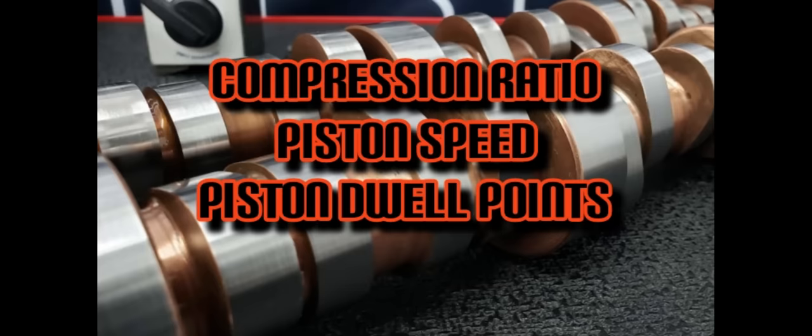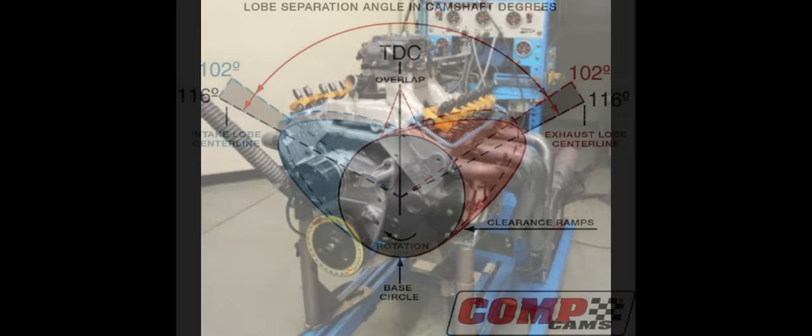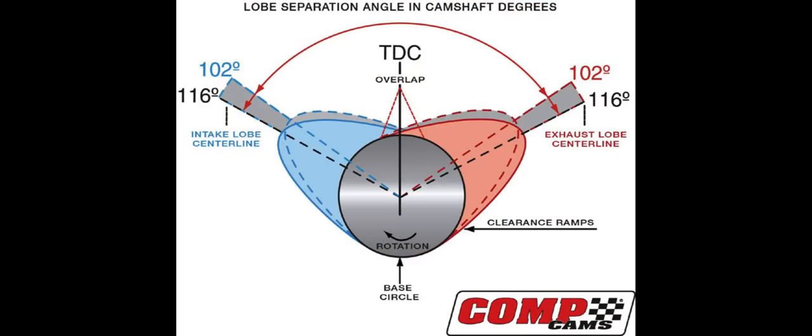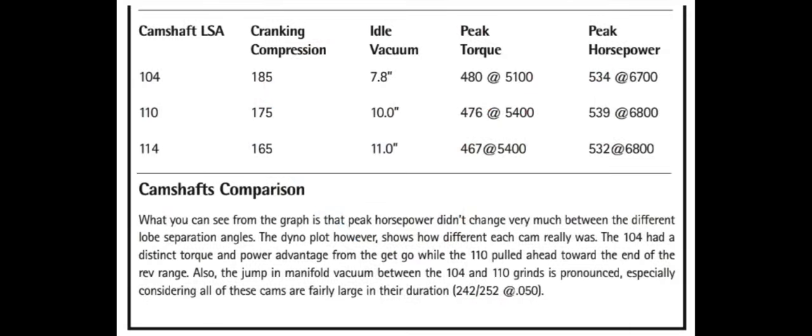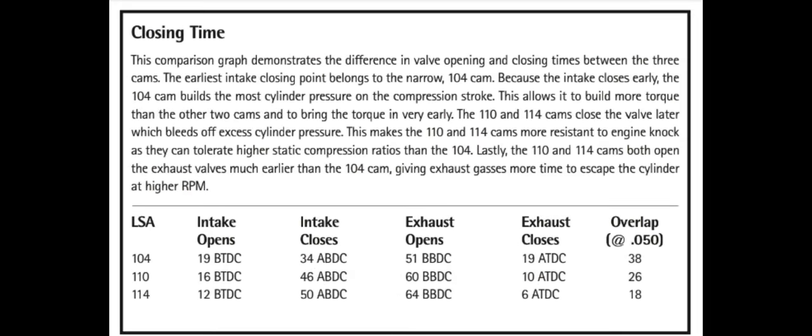Now, this next engine is a 10.5 to 1, 370 cubic inch small block Chevy. It was tested with three cams with the same lift and duration. The only thing that was changed once again was the LSA. The LSAs tested were 104, 110, and 114. There's of course 6 degrees of LSA between the 104 and the 110, and there's 4 degrees of LSA between the 110 and the 114.